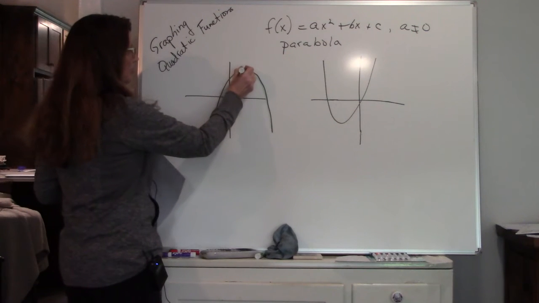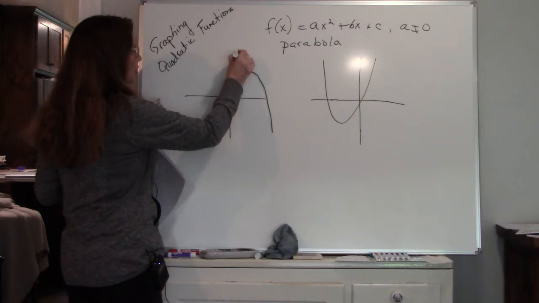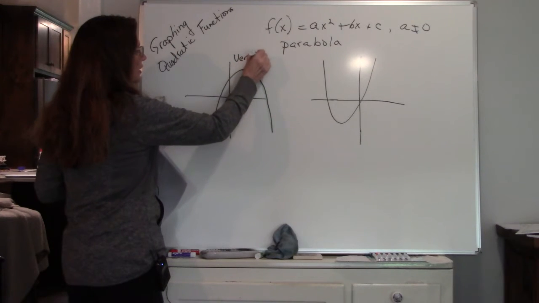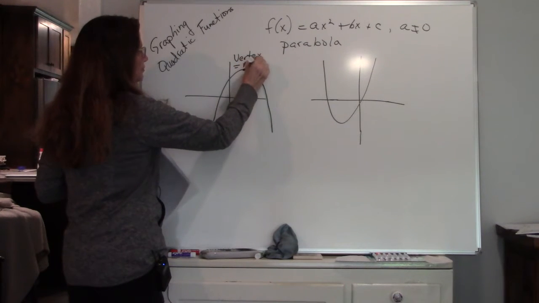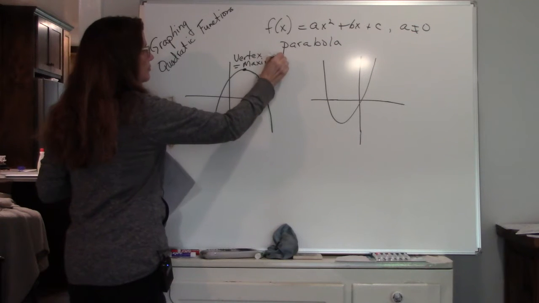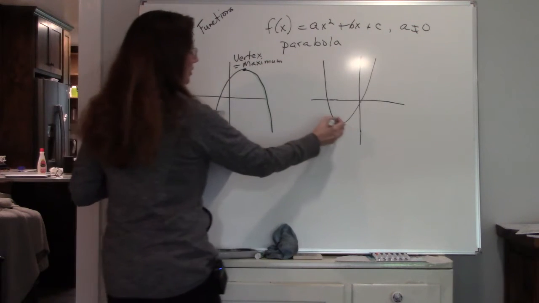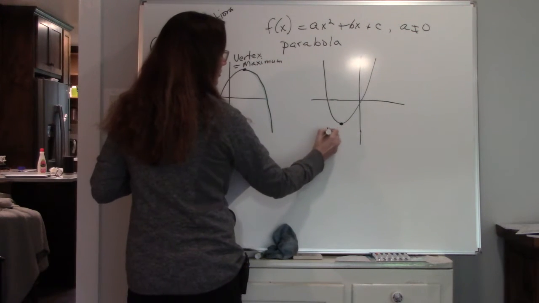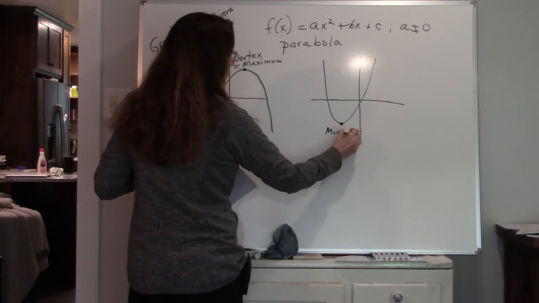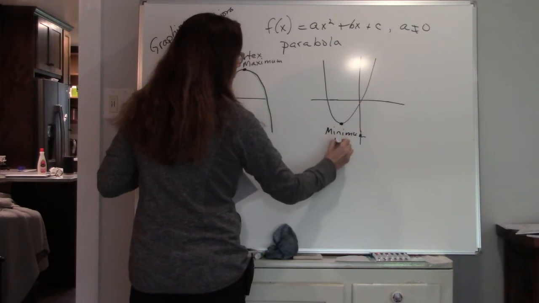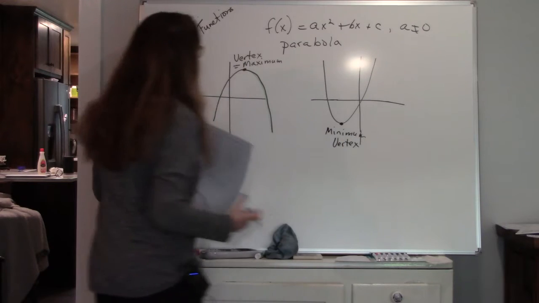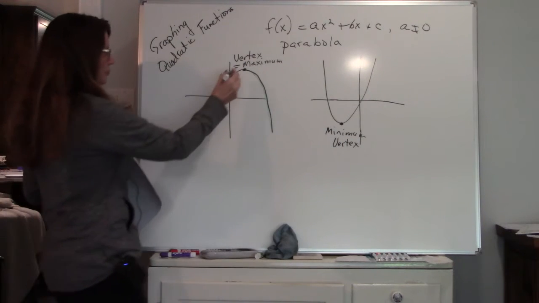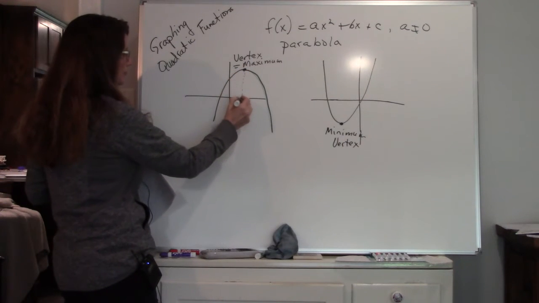This point right here, when it opens down, is called the vertex, and this is our maximum. When it opens up, the lowest point is called our minimum, and that is also the vertex. Okay? Now, a parabola is symmetrical.